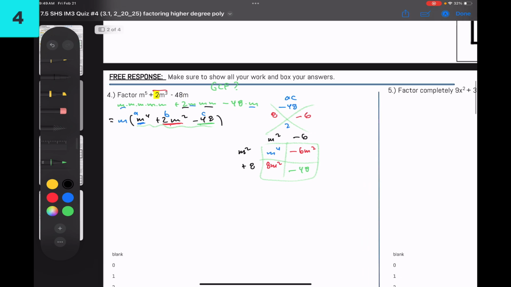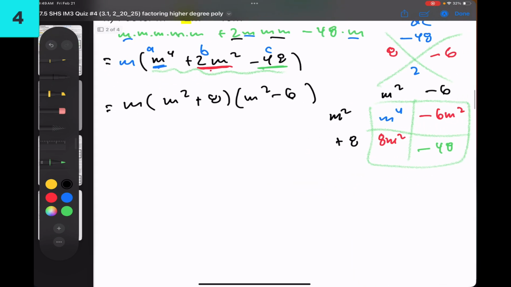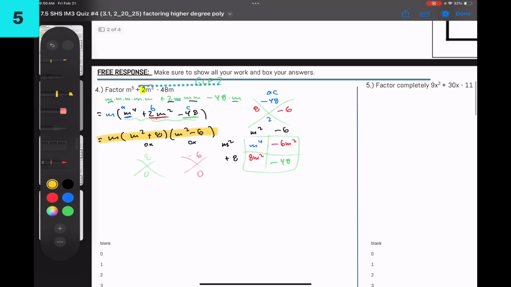Let's write that. And if you chose to add a 0x there, you'll realize that that is prime, and this one will also be prime. Okay, what does that mean? This is your answer right there. That's my boxing.